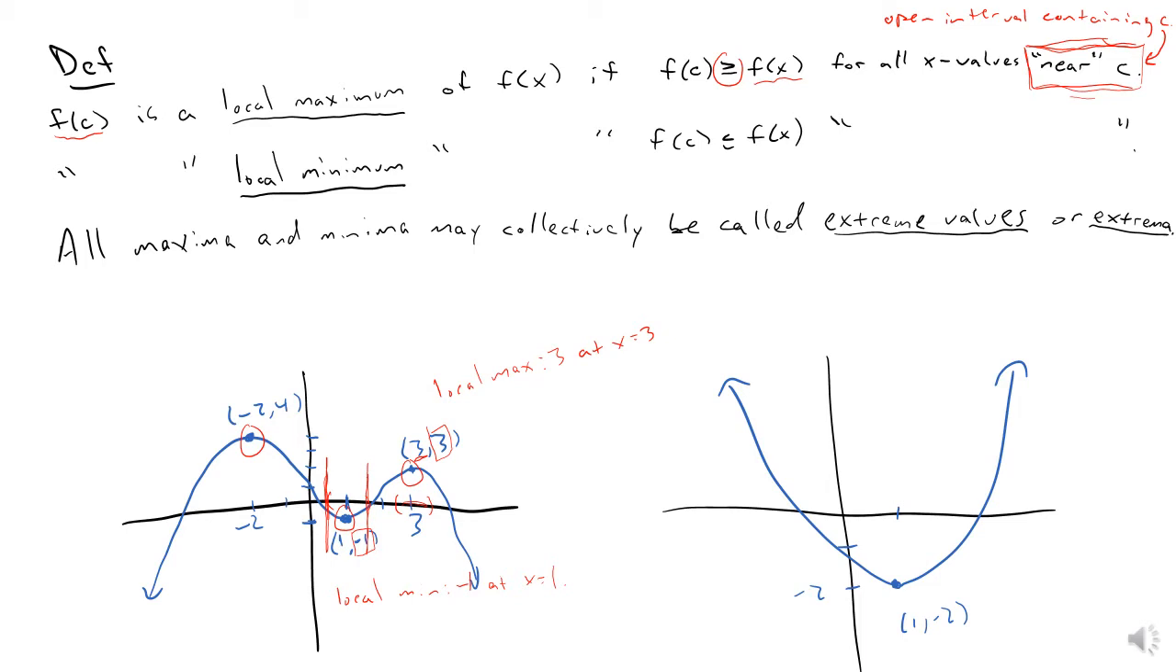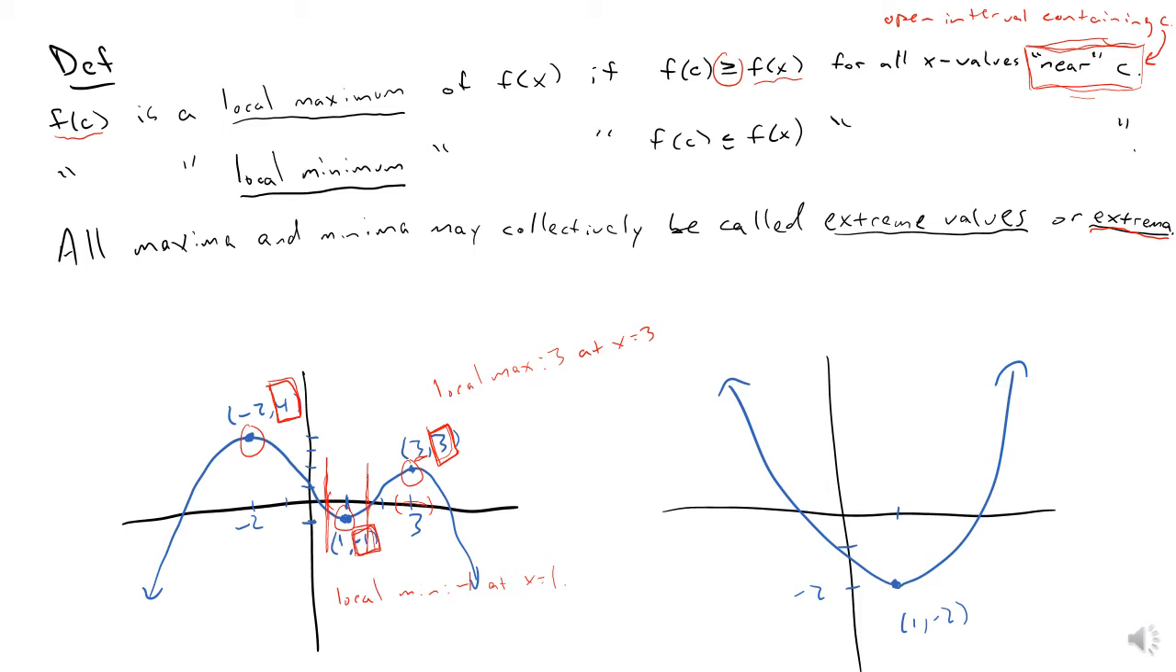So if I look back at this graph, 4, -1, and 3, those are all called extreme values for this function. Some of them are maxima, some of them are minima, but they're all collectively referred to as extreme values for this function. Or we may also call them extrema. Alright, so if I ask you what are the extrema for this function, you would say that the extrema are 4, -1, and 3.